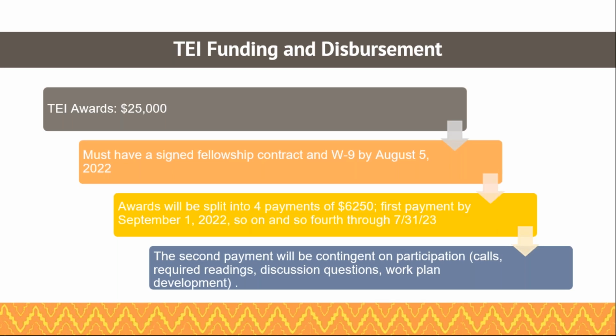That first payment is by September 1st, 2022, and so on within that cycle, and the last one ending sometime in 2023 in the summer. The second payment is contingent on participation, so making sure when we're talking about what that commitment looks like, those calls, those required readings, discussions, how we're engaging with your project and your work as a fellow. So making sure that you're an active participant within the fellowship. And so that's how the payment process will be expected from there on out.